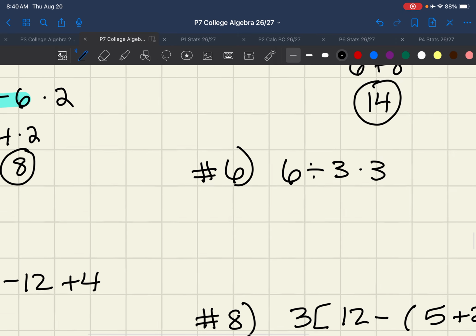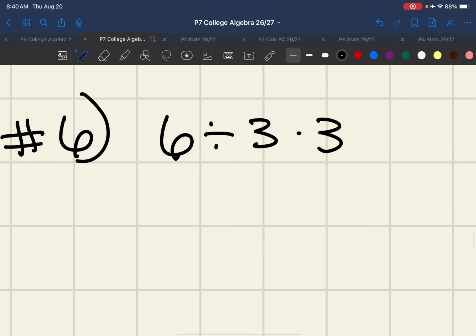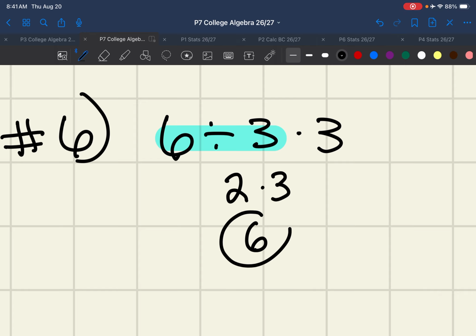Okay, number 6. We have 6 divided by 3 times 3. So let's go ahead and do that one first, the division, because it's on the left side. 6 divided by 3 is 2. Bring down the 3. 2 times 3 is 6.